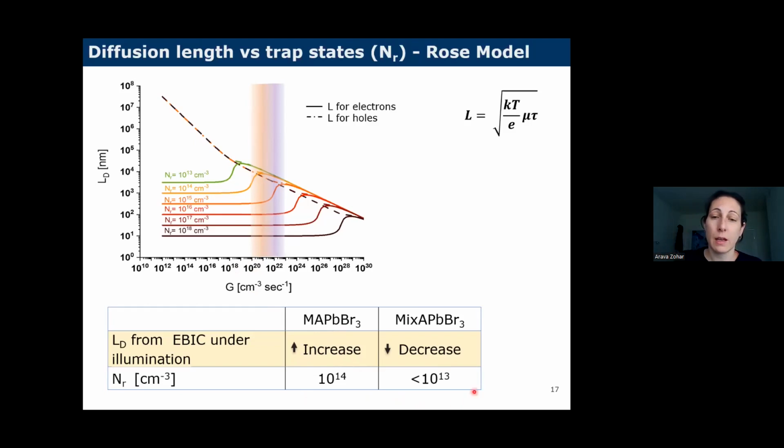for our layers. And for the mixed cation methyl bromide, we get a decrease, which means that we are already in this regime of the slope where the diffusion length is going down as we add light. And it hints that we have less than 10 to the 13 defects per cubic centimeter. And this is why this cell is operating better. And the quantity of defects is very low.